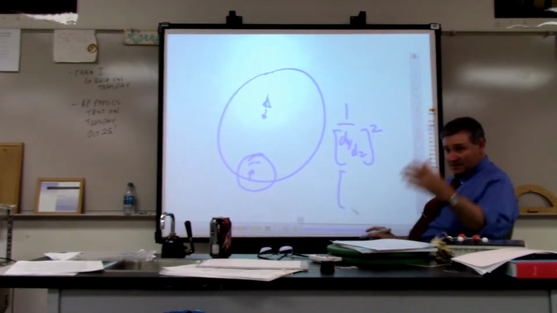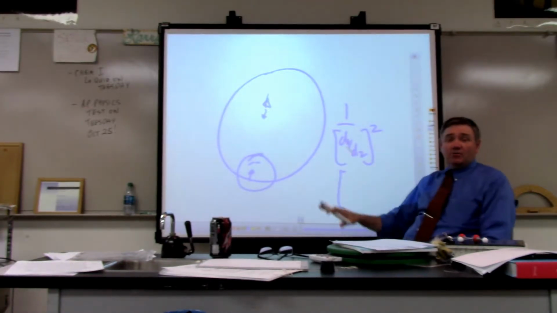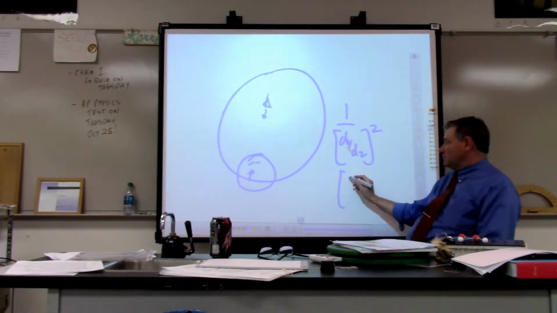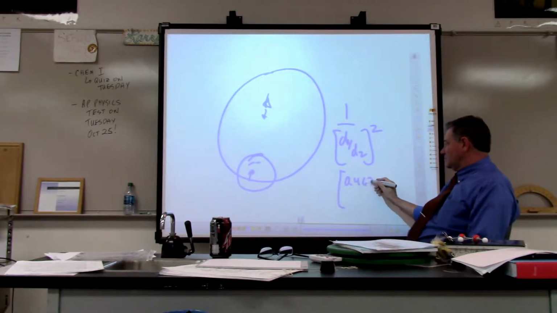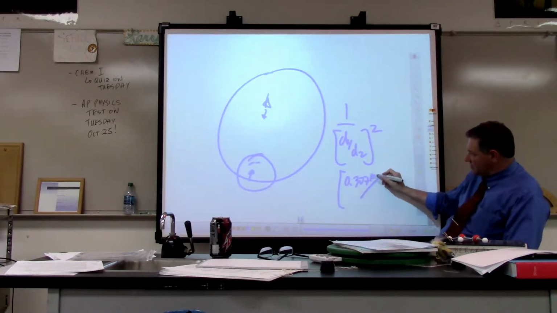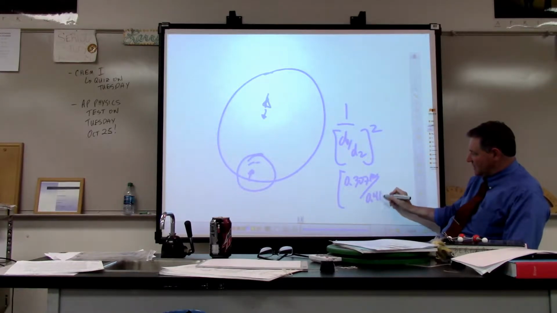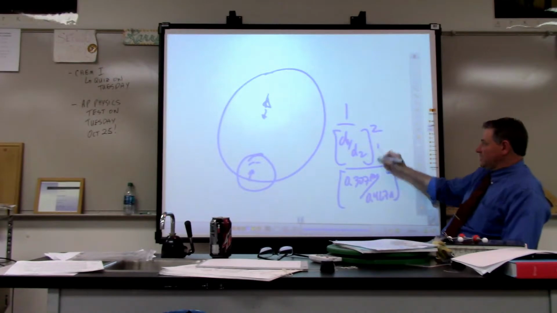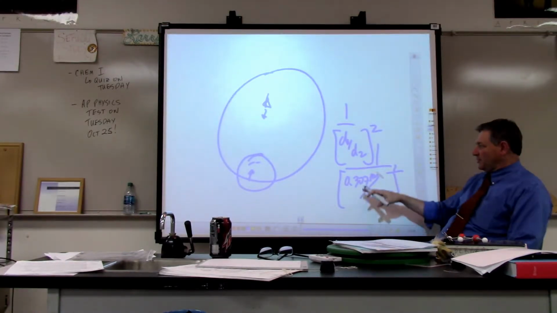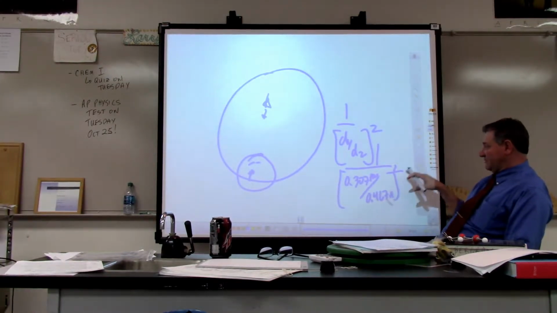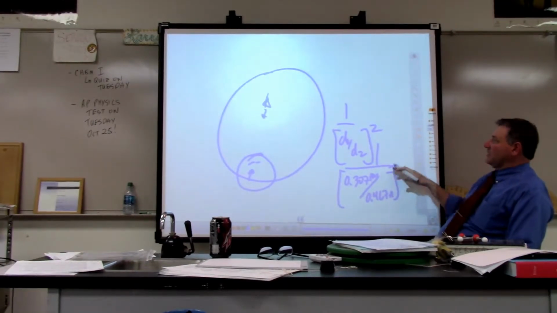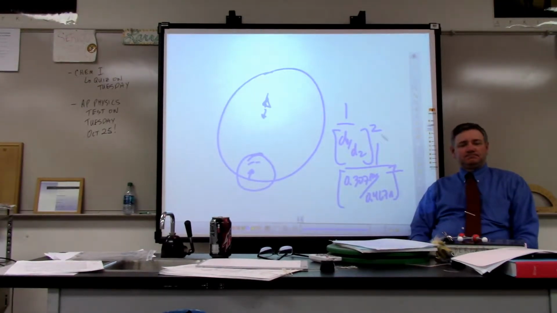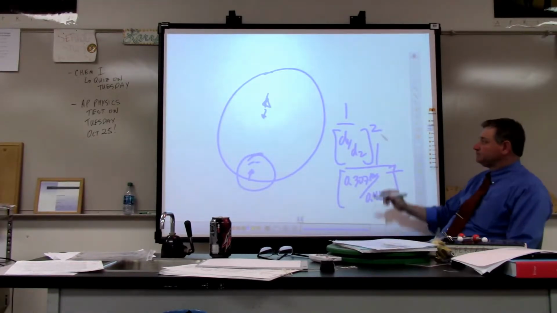So, yesterday we established what was the value of D1? D1 is 0.307 AUs. And then we're going to divide that by D2, 0.467 AUs. Then we're going to square that, and then take the inverse of it. So somebody take 0.307 divided by 0.467, square that number, and then take the inverse of it. 2.31. 2.31? Okay.